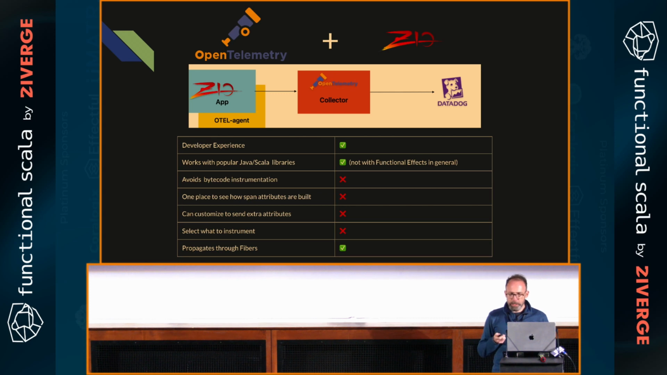But in general, this doesn't work with frameworks based on functional effects. So this doesn't instrument automatically, for example, if you're using ZIO-HTTP or HTTP4S routes. They don't get automatically instrumented. On the other hand, if you use HTTP, for example, they get automatically instrumented. So we want to solve this problem.